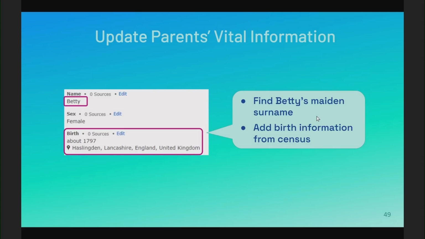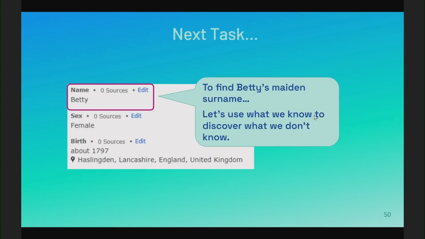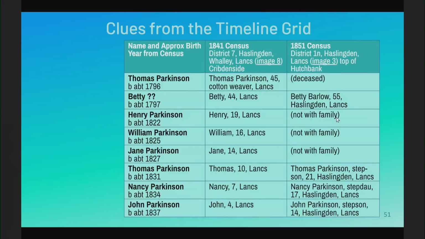And we do the same thing for Betty. But another reason Betty got merged is because from the christening record, she had no maiden surname. I want to walk through how easy it was to find her maiden surname so that I could add it and prevent future bad merges. So let's use a very important genealogical principle, which is to use what we already know to discover what we don't know, because that builds a solid foundation. So I made a timeline grid for this family. It's just a simple research log that allows you to capture information from censuses.